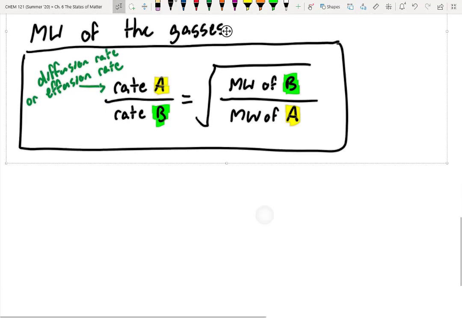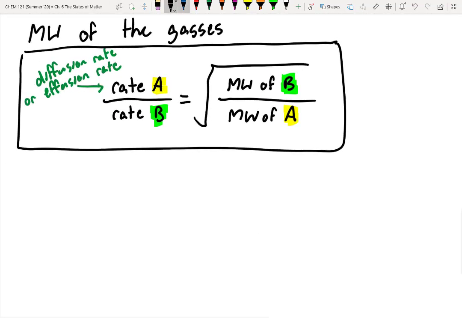Okay, so now let's define those two terms because they are kind of subtle. So diffusion is a process that causes gases to mix.